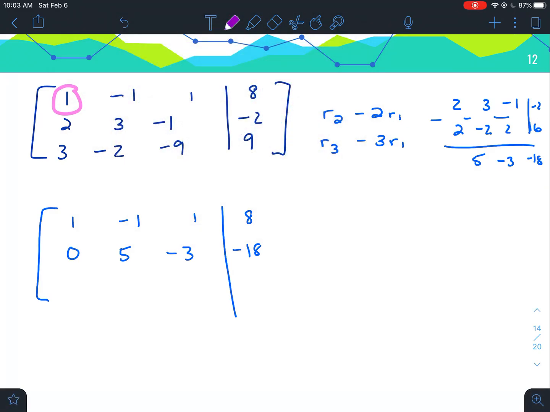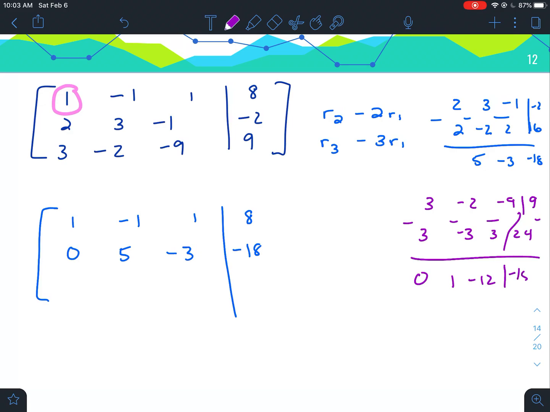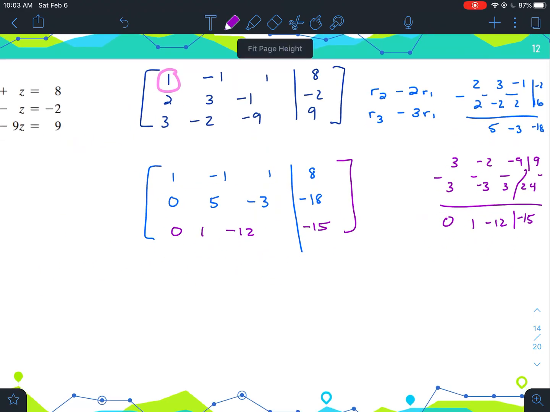And then we're going to do row 3, which is 3, negative 2, negative 9, and 9. And then subtract 3 times row 1. So 3, negative 3, 3, and 24. And if I subtracted those, you would get 0, 1, negative 12, and 9 minus 24 is negative 15. So we would get 0, 1, negative 12, and negative 15. So now we have 1 as our first entry and zeros underneath.